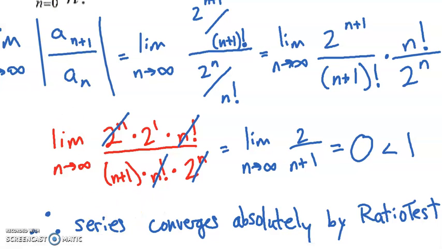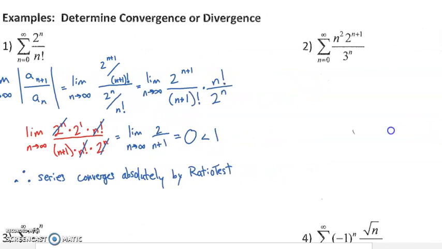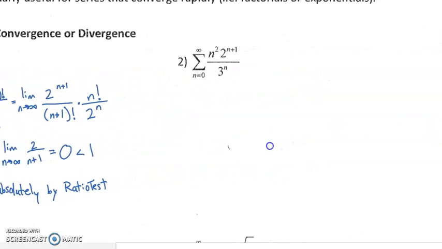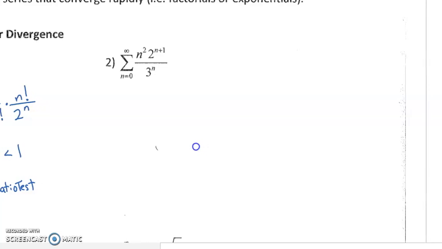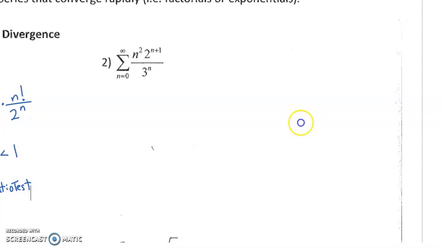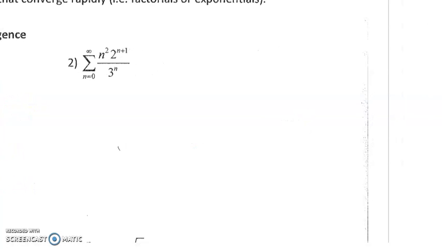Let's try another one and see how that one goes. Another one that has exponential expressions. So we're thinking that this is going to work well with the ratio test, but it also has this polynomial, this n squared. So that's not going to be as pretty, and we'll see why. I still like the ratio test. We'll still give it a try. I think it'll still work. I'm not so worried about it.